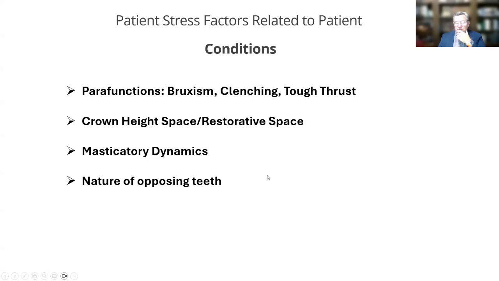So patient stress factors related to the patient, parafunction, bruxism, clenching, tongue thrust, those are things that could affect an implant.